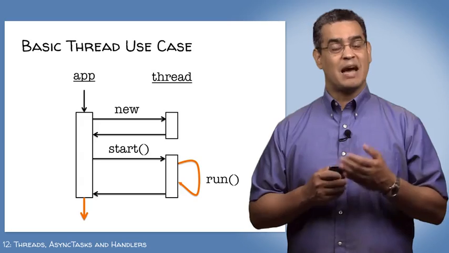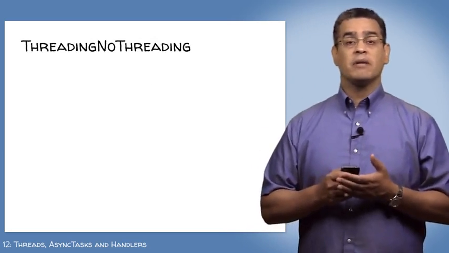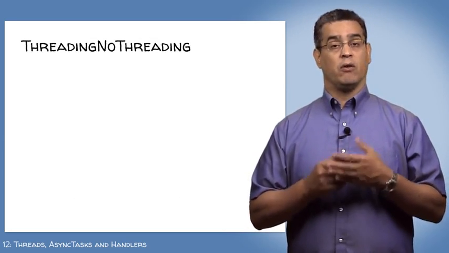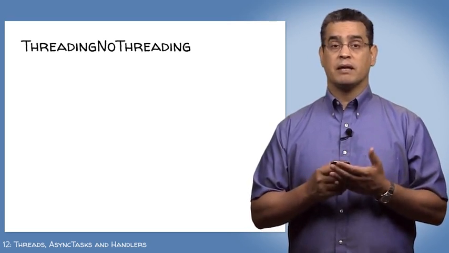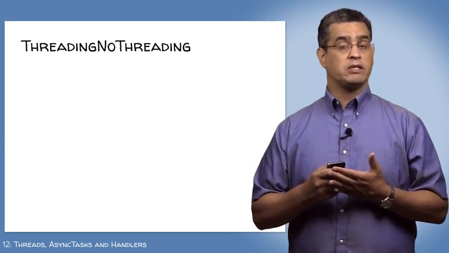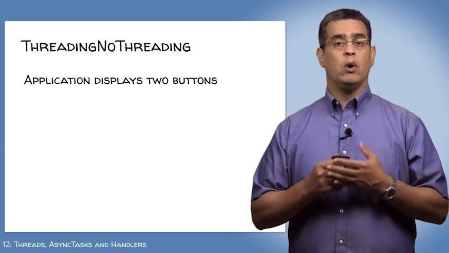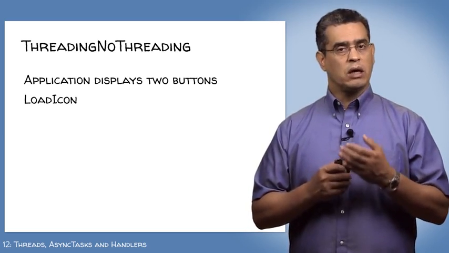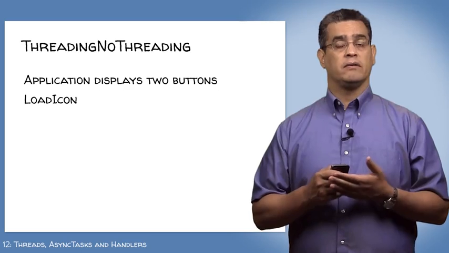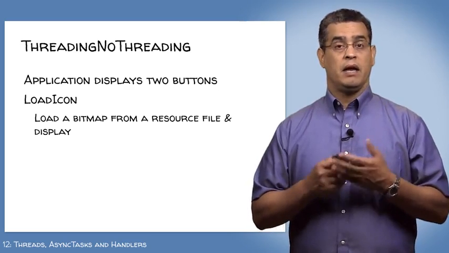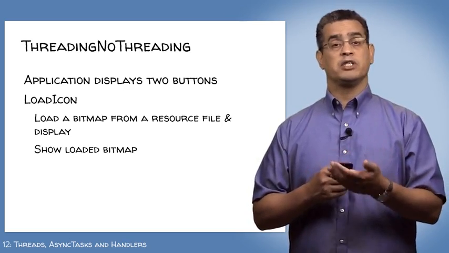So let's look at an application in which threading would be helpful. The first application that we'll discuss in this lesson is called ThreadingNoThreading. And as you'll see in a second, the application displays a simple user interface with two buttons. The first button is labeled Load Icon. When the user clicks on this button, the application opens and reads a file containing a bitmap. And once that's done, it shows the just loaded bitmap on the display.